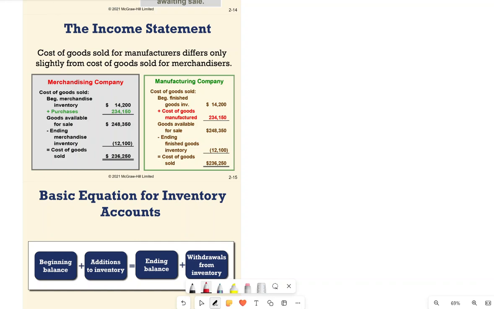You have a beginning inventory plus what you purchase, which equals what you have available, minus your ending inventory, which equals my cost of goods sold. When you have a manufacturing company, we have a beginning finished goods inventory, plus the cost of manufacturing those finished goods, minus your ending finished goods, which will be cost of goods sold. We're going to learn this a little bit more. What is cost of goods manufactured? You have your direct material, direct labor, and manufacturing overhead. These are the costs of producing the product.